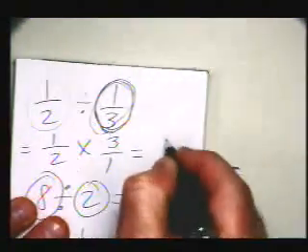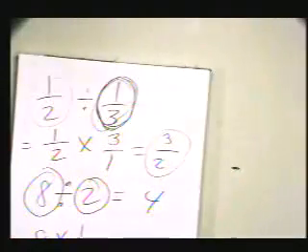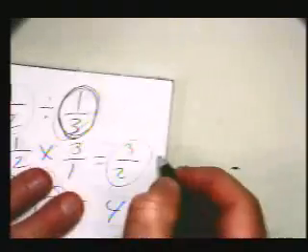So 1 times 3 is 3, 2 times 1 is 2, you get 3/2. And if you want to change 3/2 into a mixed number, what is 3/2 as a mixed number, Shay? 1 and 1/2. Very good. See, 3/2 is the same thing as 1 1/2.